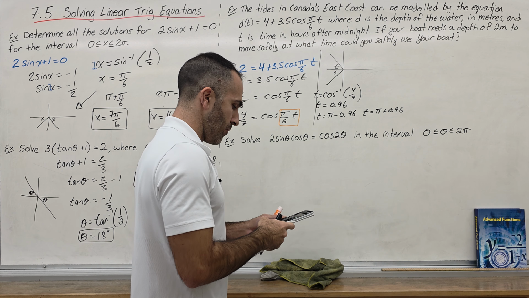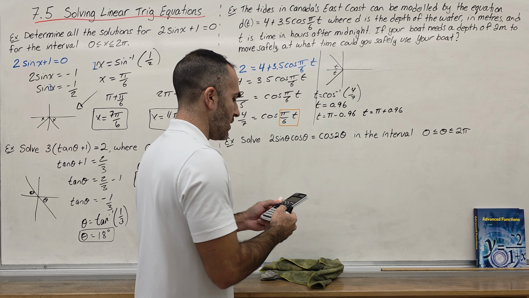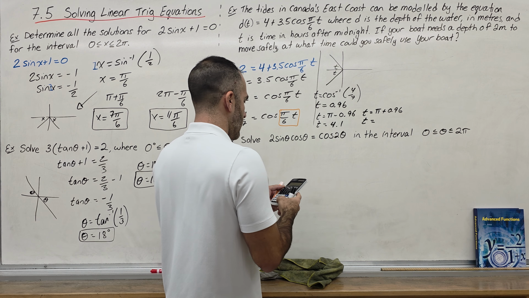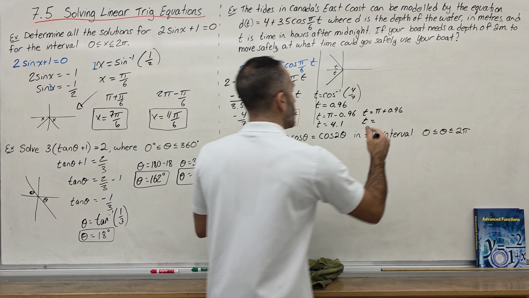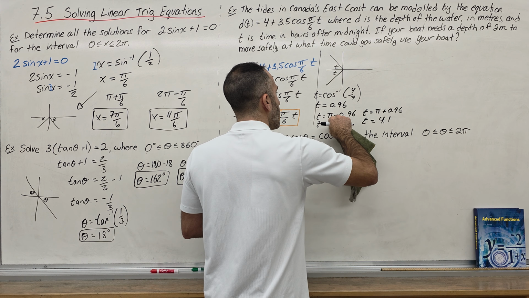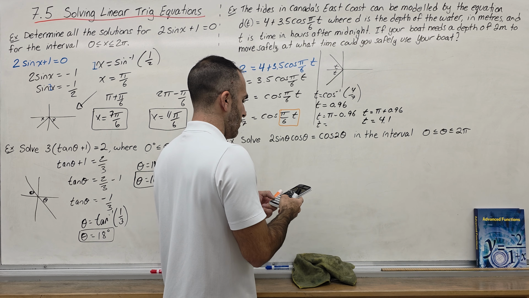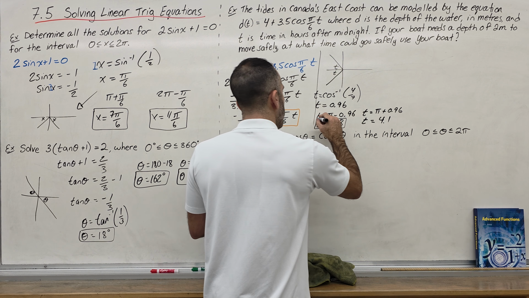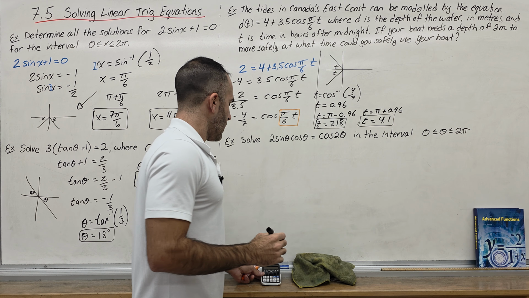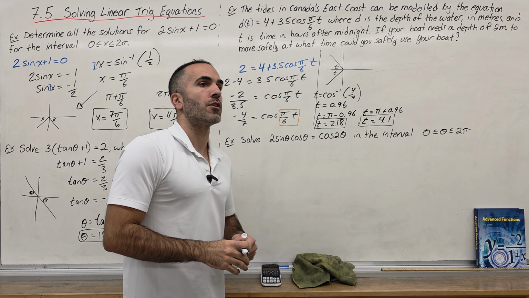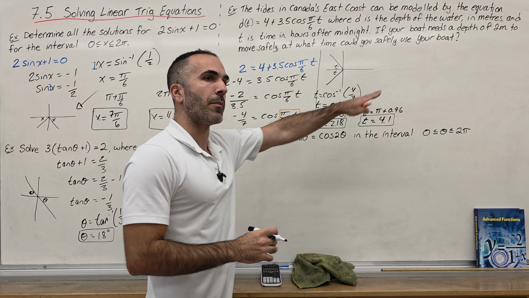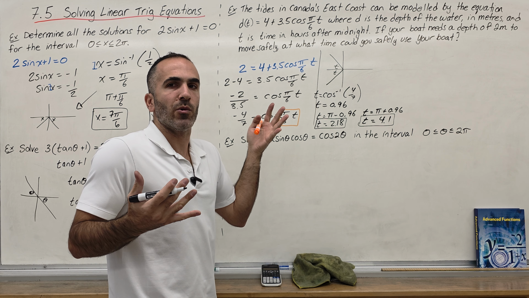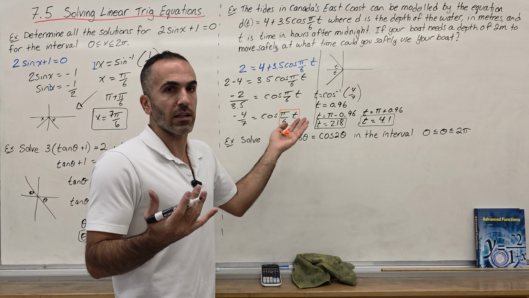Get my two answers. Pi plus 0.96 is 4.1, and pi minus 0.96 is 2.18. Yes, sir. What happens to pi over 6? Yeah, I'm going to bring it back right now. So I could bring back the pi over 6 here, but there's not really a need to, because it's just more writing, even though technically, mathematically, it would be correct.